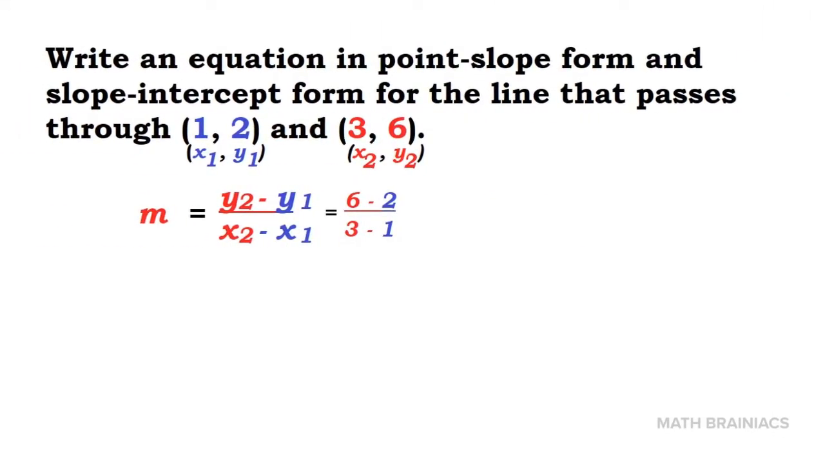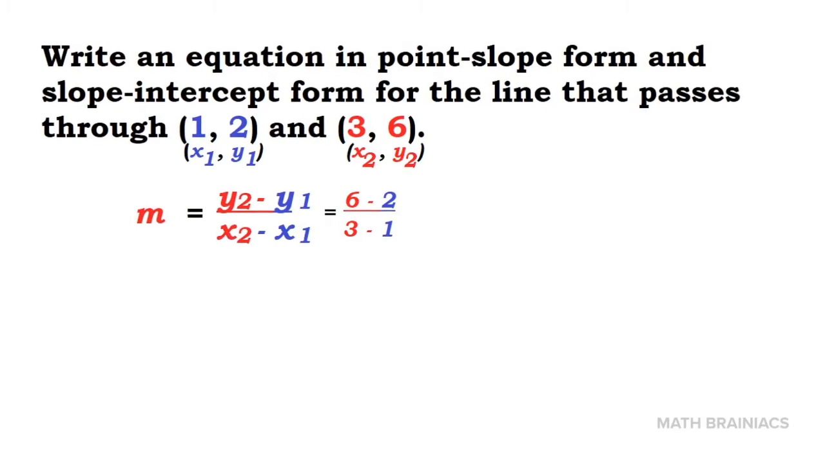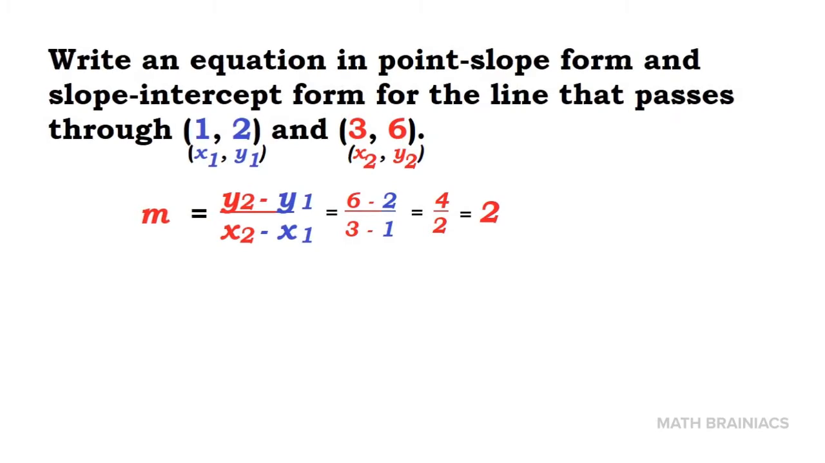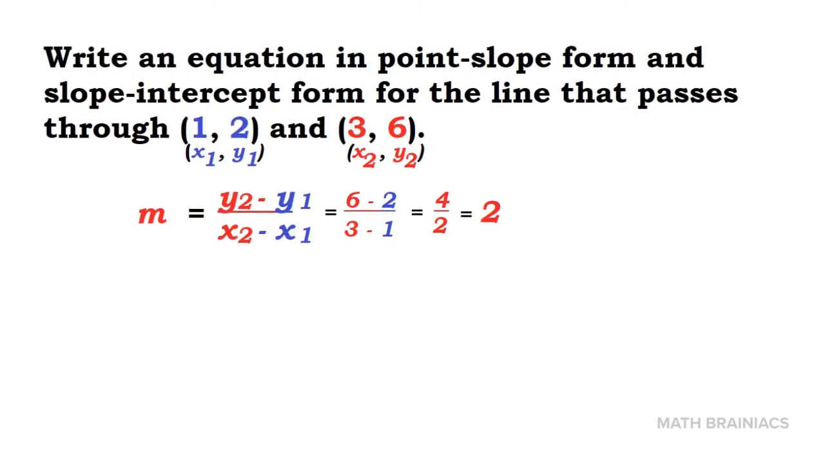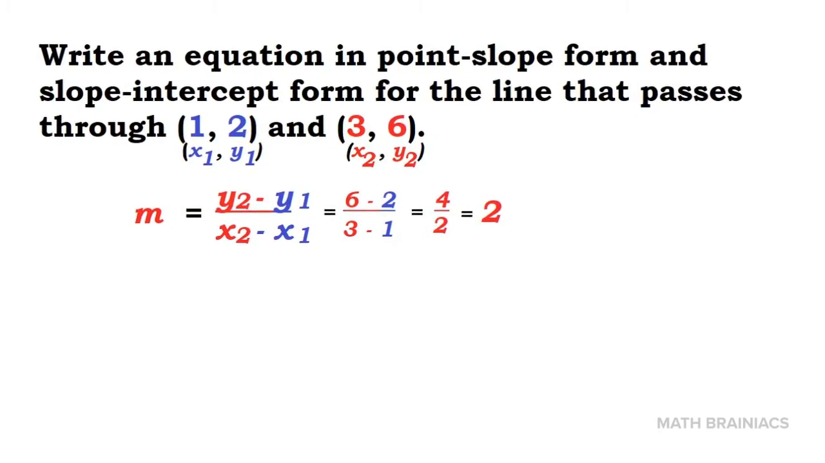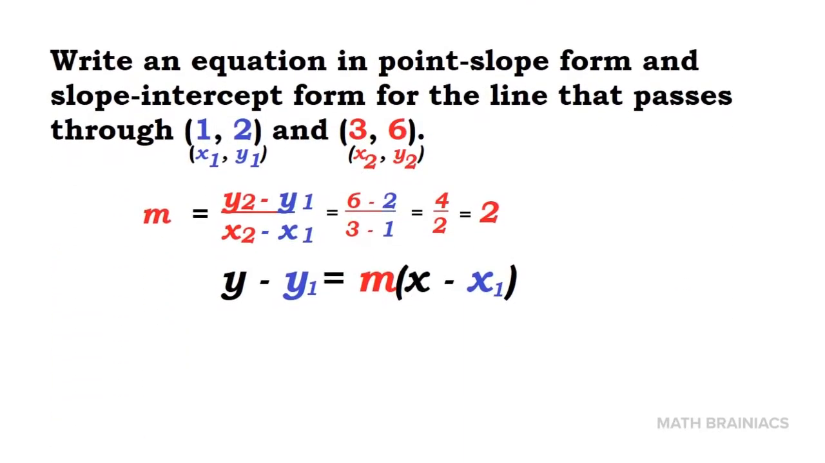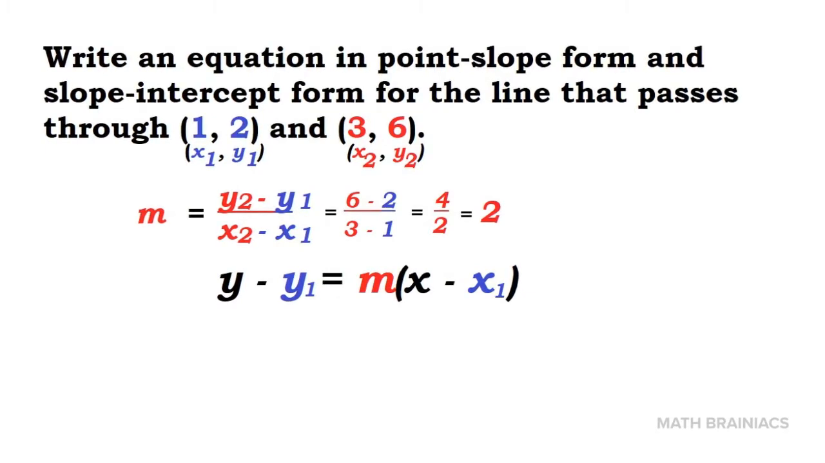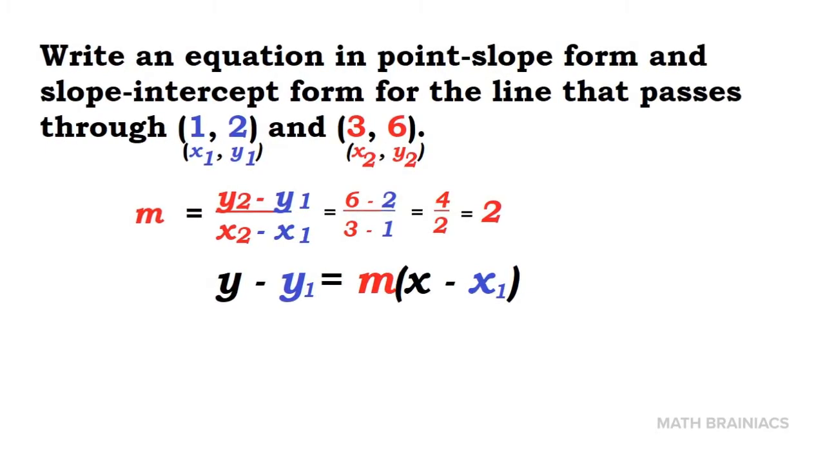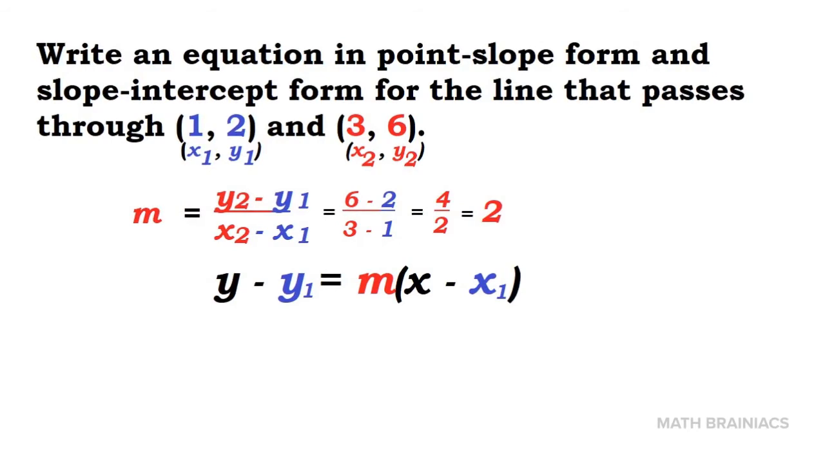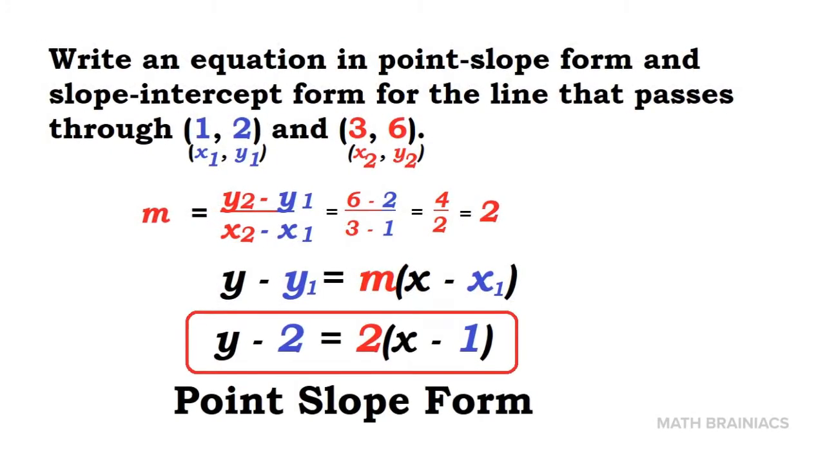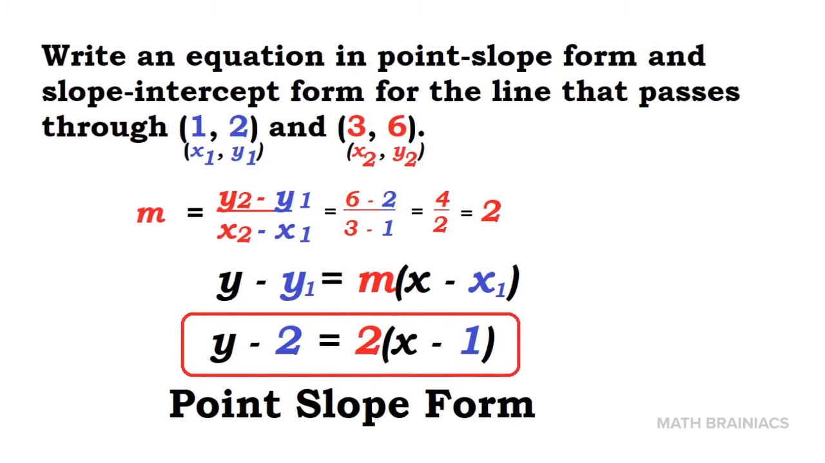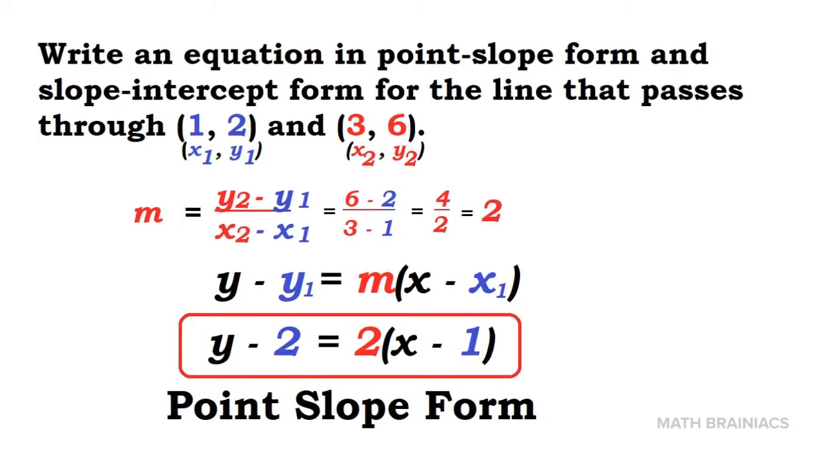Upon substituting the given values in the equation, it will give us 6 minus 2 all over 3 minus 1. And it will give us 4 over 2. Accordingly, the slope is 2 based on the 2 points given. We can now substitute all the given values in the point-slope form, which is y minus y1 equal to m times x minus x1. Using the first point and the slope, it will give us y minus 2 is equal to 2 times x minus 1. This is the point-slope form.